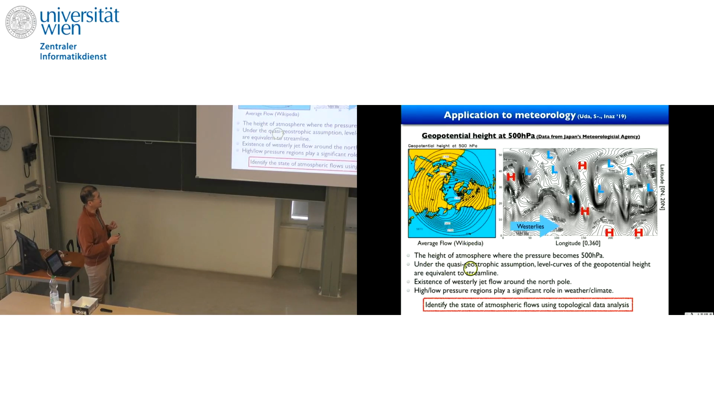So under the quasi-geostrophic assumption, the contour curves of this geopotential height are equivalent to some sort of streamlines. So we can see the existence of the westerly jet flow, like here, around the North Pole. And there we can see the high and low pressure regions play a significant role in identifying a weather and climate system. So we can use this data to identify the state of atmospheric flows.